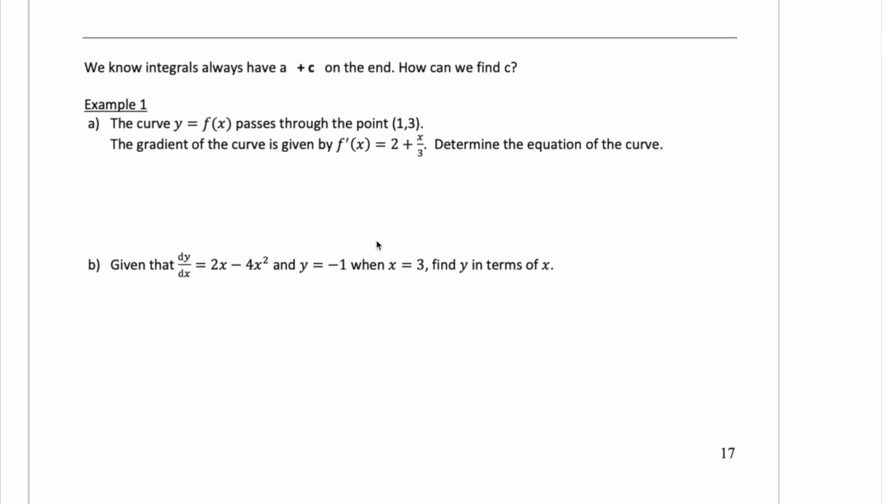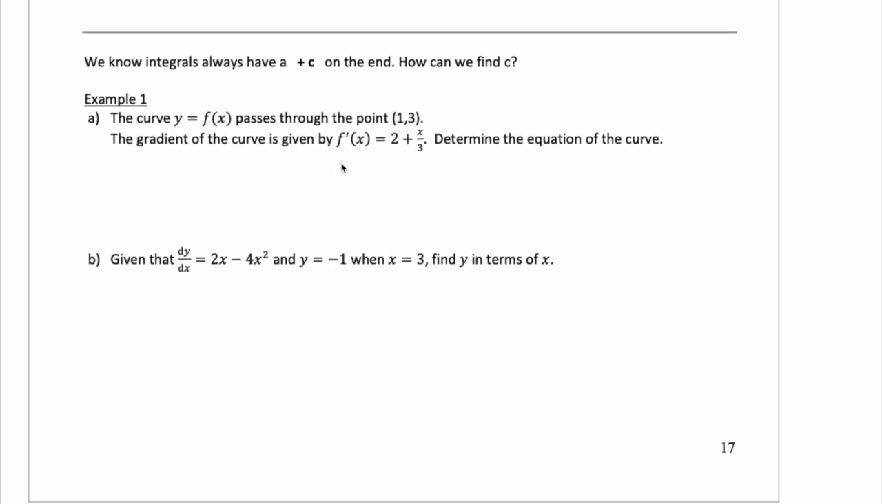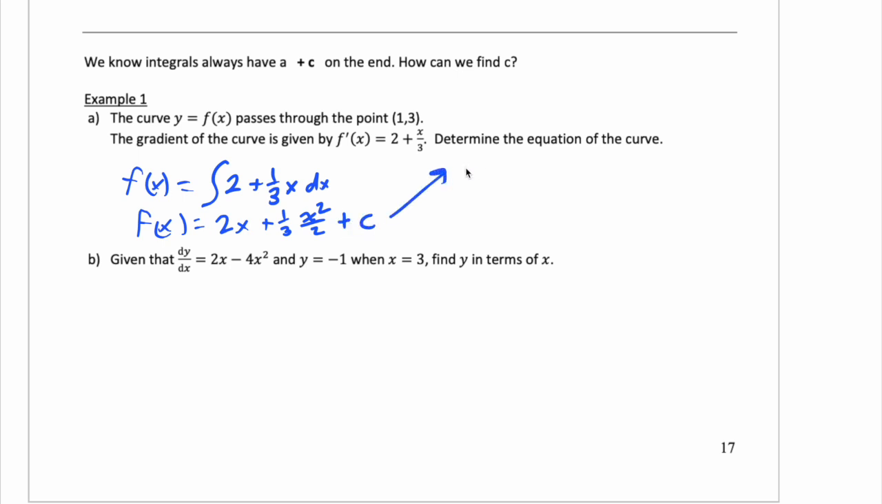Alright, let's look at an example. So here we're given a derivative. Alright, so to find f of x will simply be the integral of that function. Okay, because integrals and derivatives are opposites, so this means that f of x equals 2x plus 1/3, and then we increase the exponent by 1 and divide by that exponent, plus c, and this time we're actually going to be able to find the c. Let me simplify a bit.